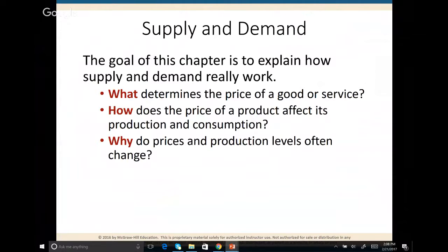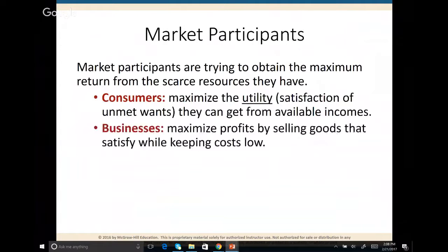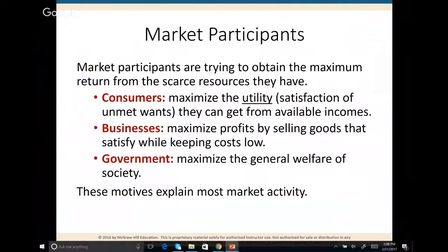In our market economy, it is the supply and demand in the market that makes everything work. So let's look at the participants in the marketplace. We have three participants: consumers, businesses, and government. The goal of every single consumer is to maximize our utility. Utility is just a term for happiness, how happy you are when you consume a good or service. So the goal for every consumer is to maximize our happiness given our limited income and limited resources.